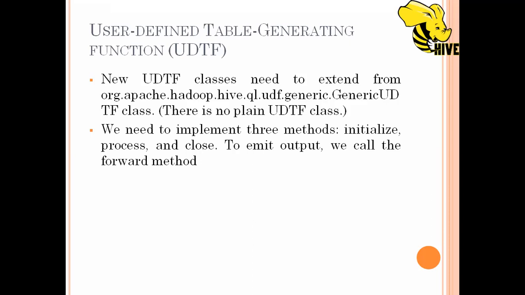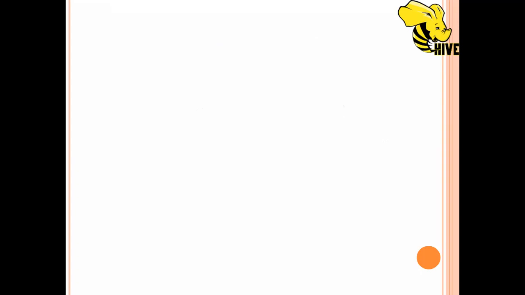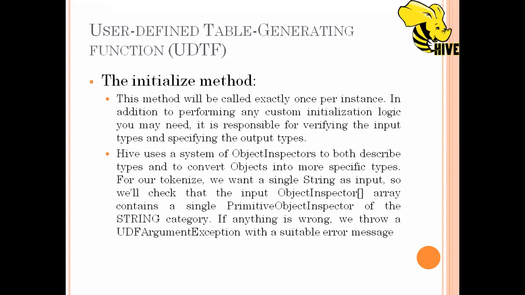So we need to implement these three methods: initialize, process, and close. To emit output, we can call the forward method. So how are we going to do it? The first one is the initialize method. This method is called exactly once per instance, in addition to performing any custom initialization logic you may need. It is responsible for verifying the input types and specifying the output types.